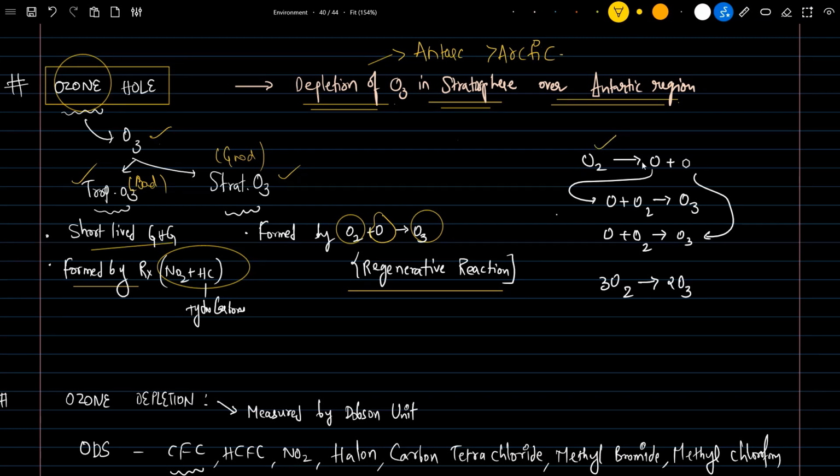O2 is there in the atmosphere, which will break down into atomic oxygen, and when this attaches to another oxygen molecule, it forms O3. Similarly, this atomic oxygen combining with another oxygen molecule forms ozone. So three molecules of oxygen lead to two molecules of ozone.